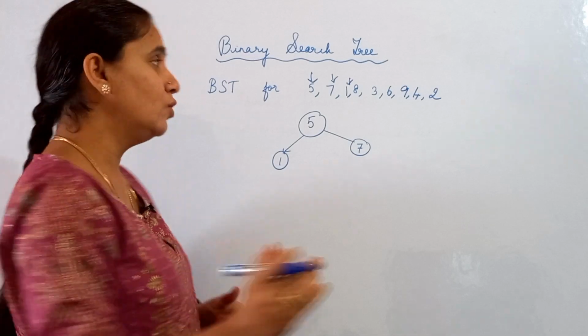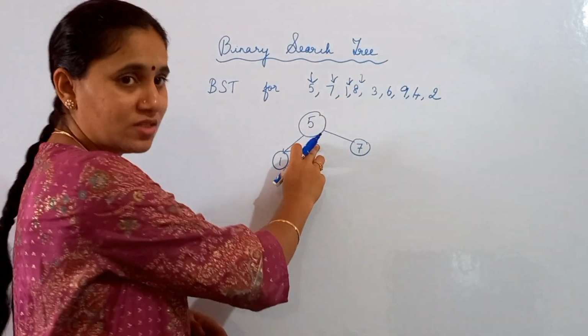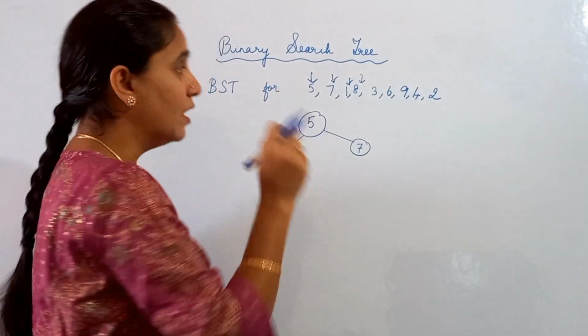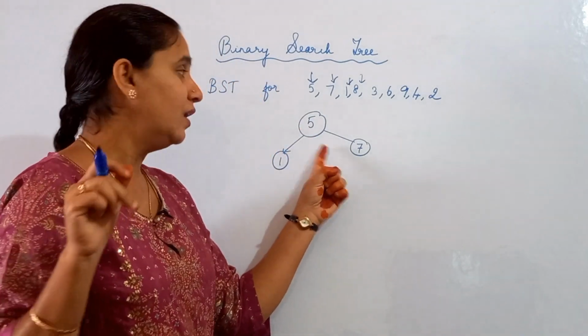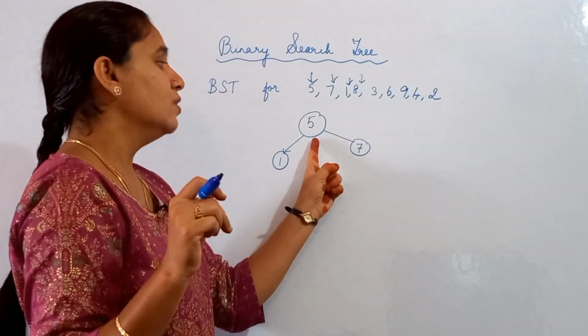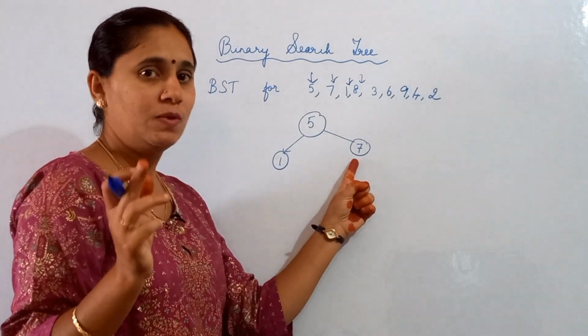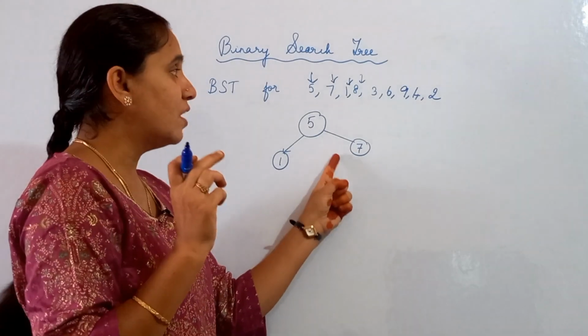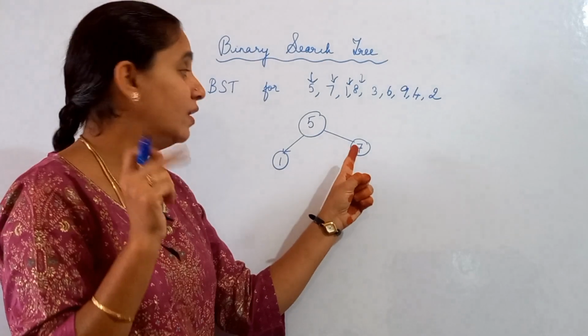So what is the next node? The next node is going to be 8. So 8, start from the first level. 8 is greater than 5, isn't it? Since it is greater, move towards the right. Okay. Again you see, I cannot insert here because there is another node already present, 7. So compare this 7 with 8. So 7 is lesser than 8.